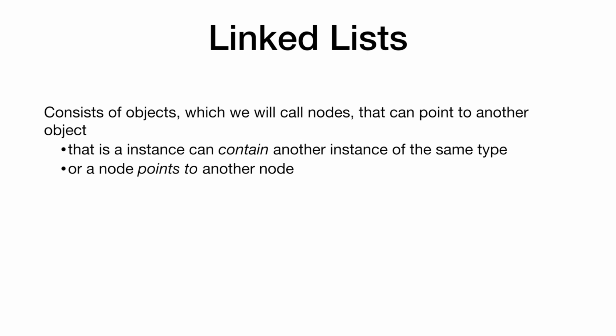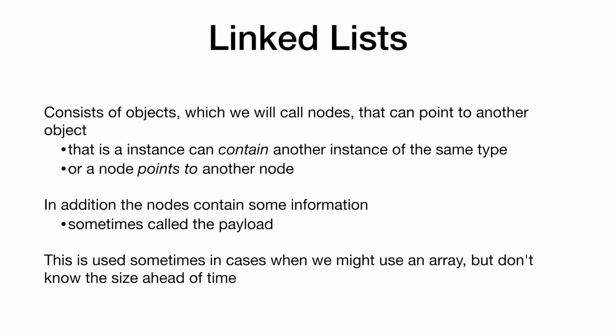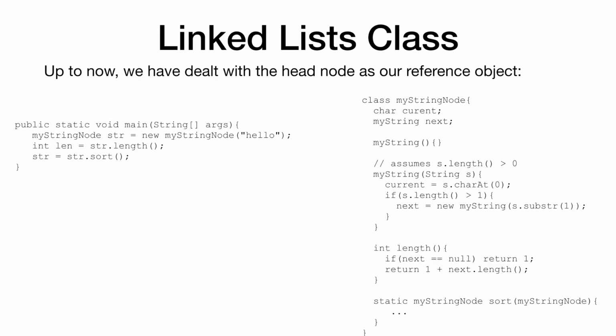They can have a pointer to another object, and the instance contains some information, usually known as a payload, and it points to another node. These are often used in cases where we don't know the size. So we had this example running through a couple of our previous sets of slides, where we created a string node, right? And the string node that we had contained a character and a pointer.